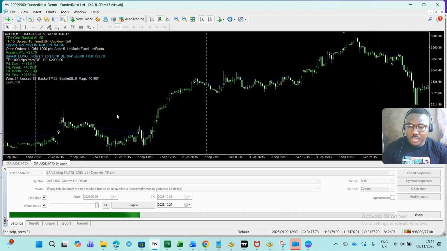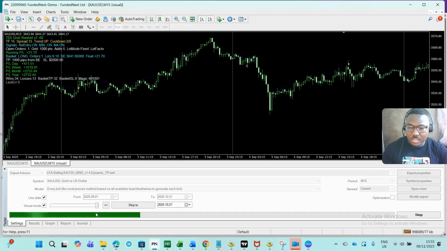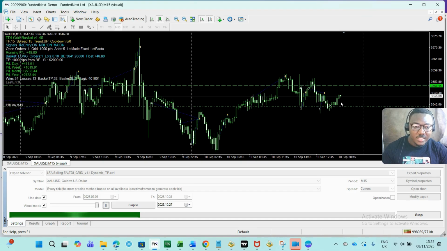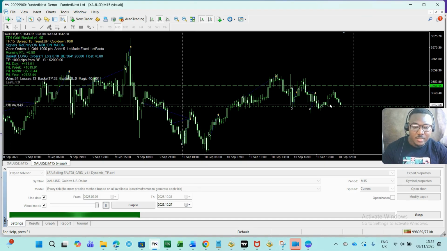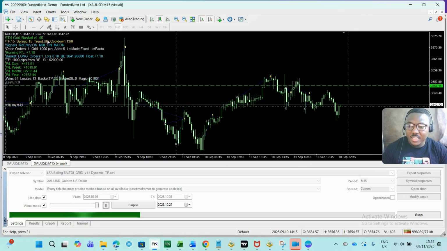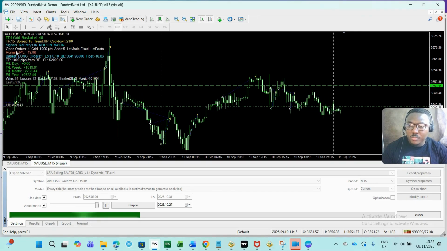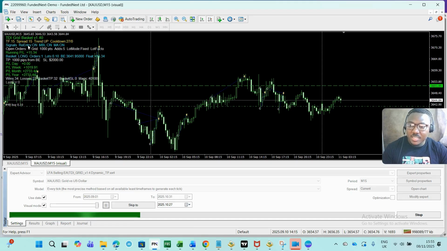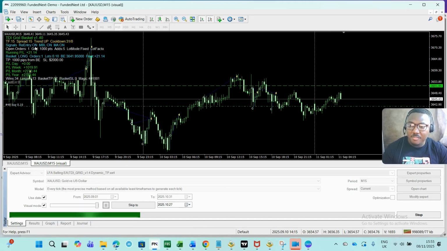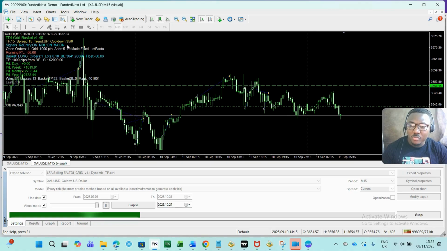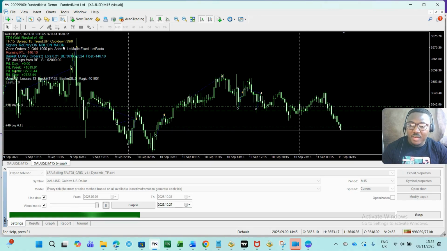Backtested from September 1st and it's still running. Okay, you can see how it's taking trades. It takes a buy trade because you can see the trend here is currently up. And in this example, you can see that I have the entry on, market baseline on, and the moving average crossover is also on.